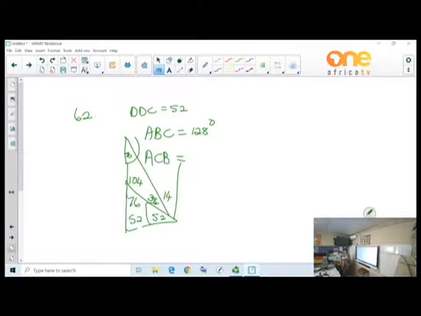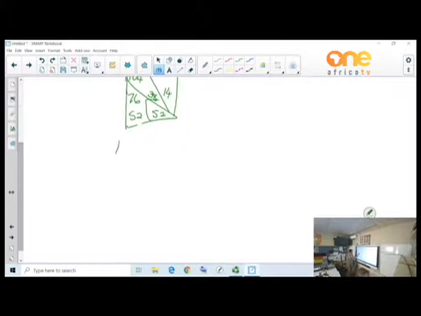And then the last one, they say X is a point on AD such that AX to XD is 1 to 3. Given that the area of the triangle EAD is 96, what will be EXD? Now again, what do we know if the sides are in the ratio 1 to 3? What will happen to the area?